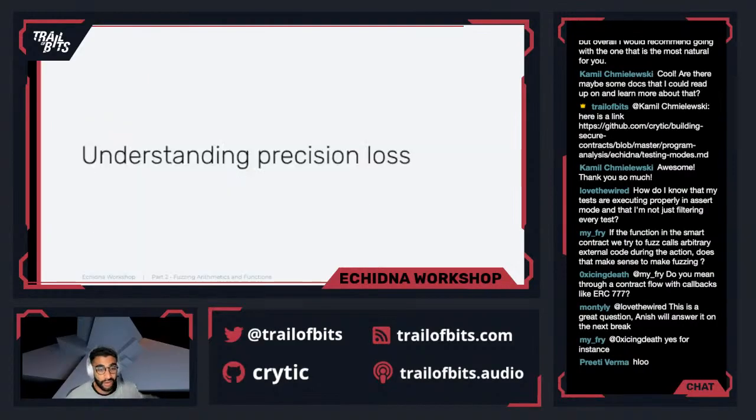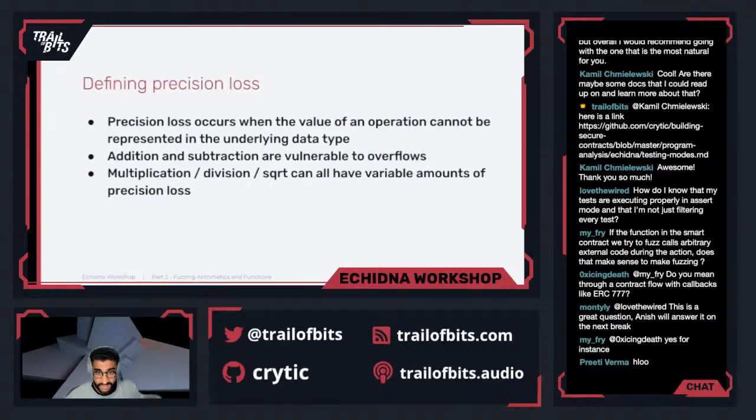Alrighty. So let's talk about precision loss very quickly. Precision loss is something that occurs when the value of an operation cannot be represented in the underlying data type. One form of precision loss is overflows. Let's say you add 1 to uint256.max, then that value will overflow because 2 to the 256 cannot be held in a uint256. That's just a general form of precision loss that we see with regular numbers.